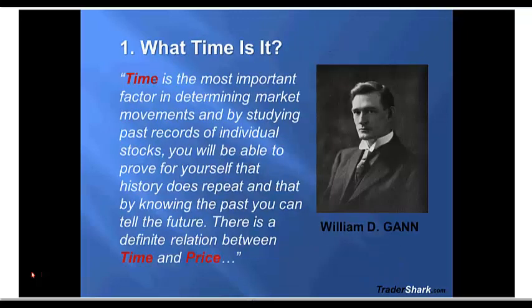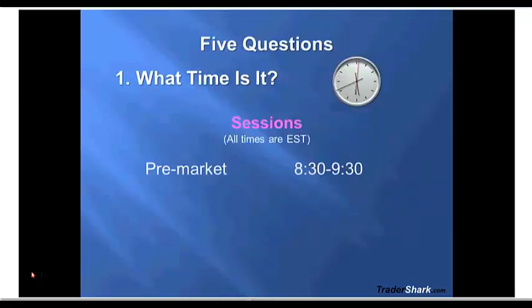What is time? Time is the most important factor in determining market movement by studying past records. These times that I'm going to show you tonight, I've put an overlay over 20 years, and that's how I came up with these times. You'll be able to prove for yourself that history does repeat itself, and that by knowing the past, you can tell the future. There is a definite relationship between time and price, by William Gann.